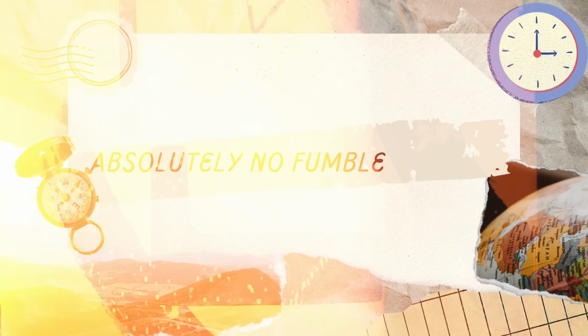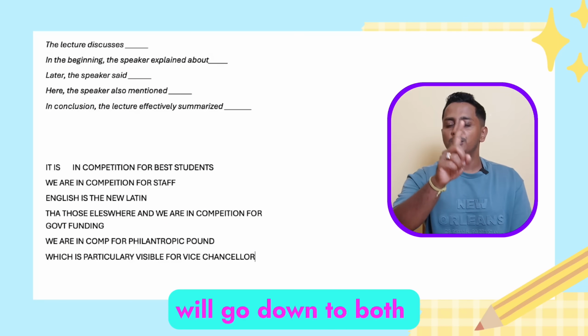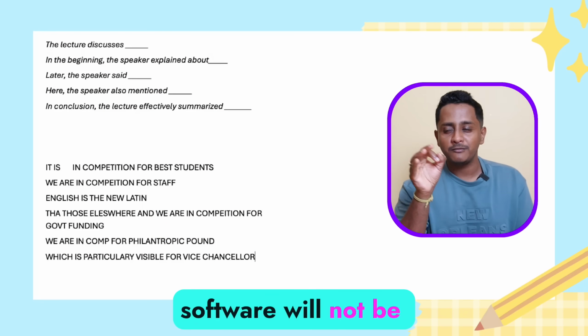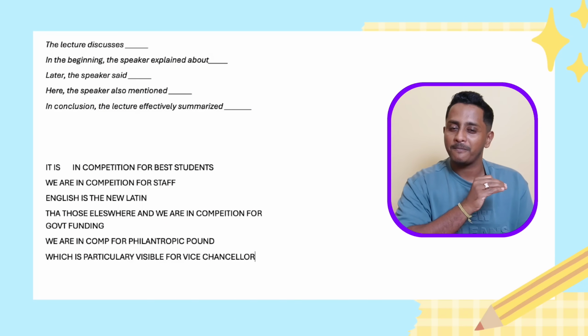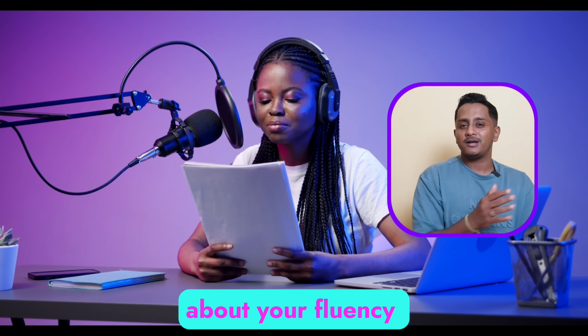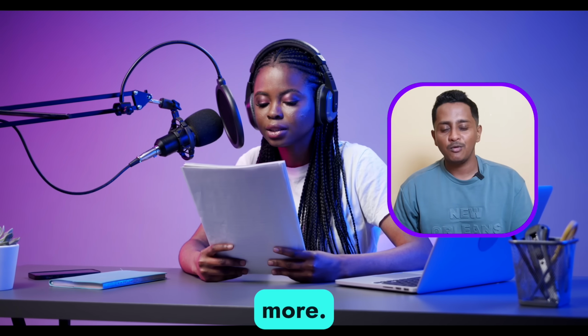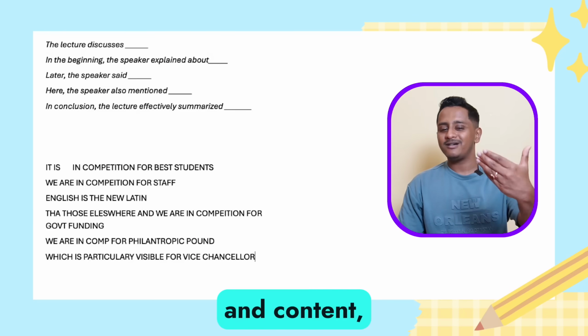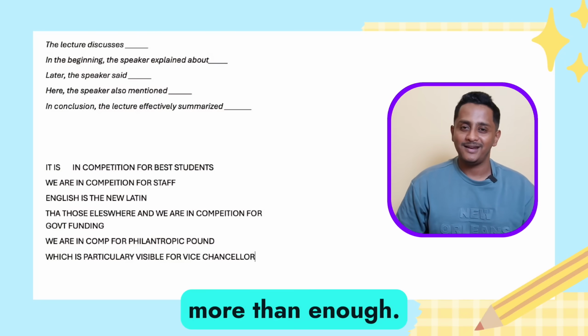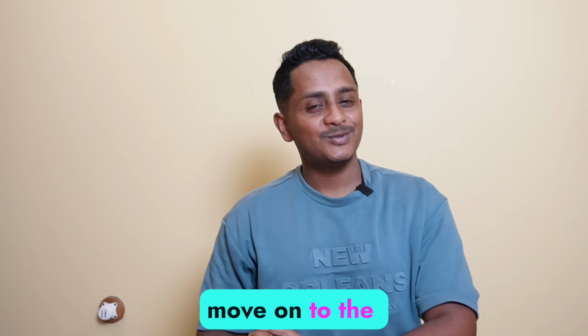Absolutely no fumble. Your marks will go down in both speaking and listening when you fumble, because the software will not be able to understand what you speak. Pronunciation is all about your fluency, and if you open your mouth more, you should be able to get a good score. And content, if you write like this, is more than enough. Now we'll quickly move on to the second question.